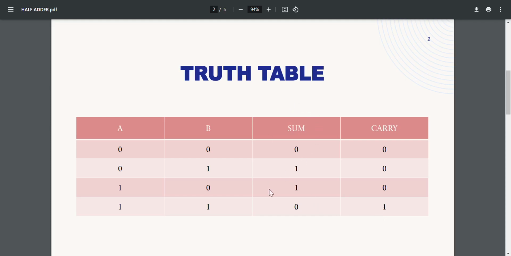So if you notice, the sum here is same as the output which we get in XOR gate, and the carry is here same as the AND gate. In XOR, when we get inputs same, so 0 0 or 1 1, the output is 0, and when the inputs are different, the output is high. And in carry, all the outputs are 0 and the output is high only when both the inputs are high.